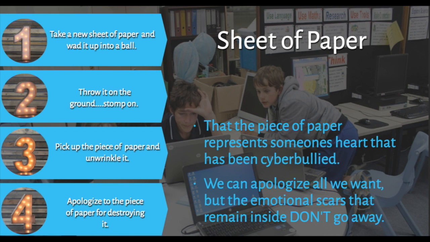This is where the acting comes in. Act upset and tell them that they have ruined the piece of paper and to apologize for destroying it. At this point, you'll probably get some giggles and weird looks from your students. After the student apologizes to the piece of paper, tell them that the paper represents somebody's heart that has been bullied online through a text or on social media. We can apologize all we want, but the emotional scars that remain don't go away.